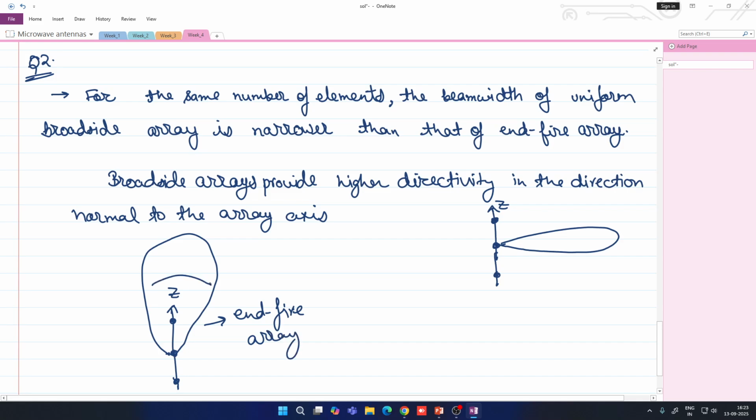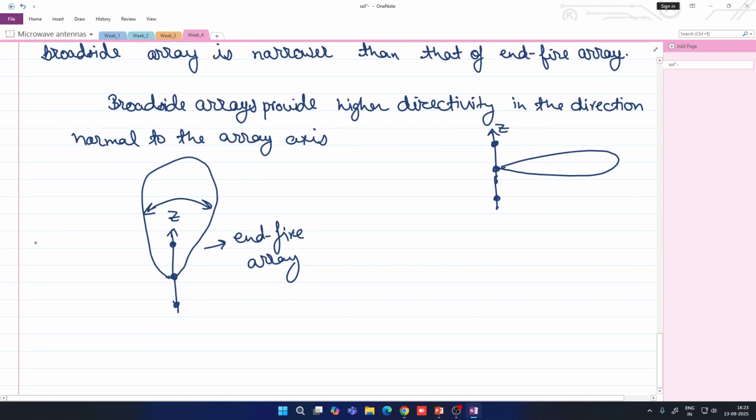And also it has a higher beam width, so its directivity will be less and the beam width will be higher. So the statement is not correct here, right? Because for the same number of elements, the beam width of a uniform broadside array is narrower than that of an end fire array. So option B is incorrect.